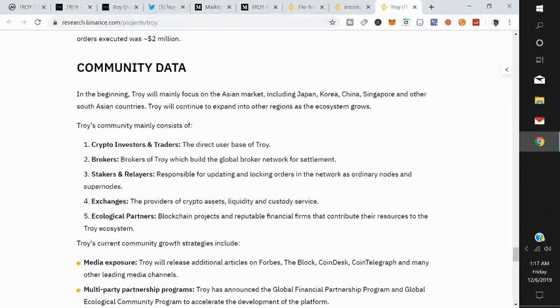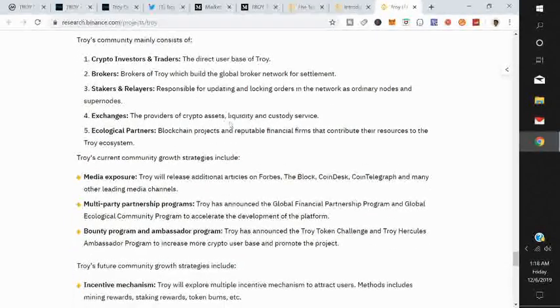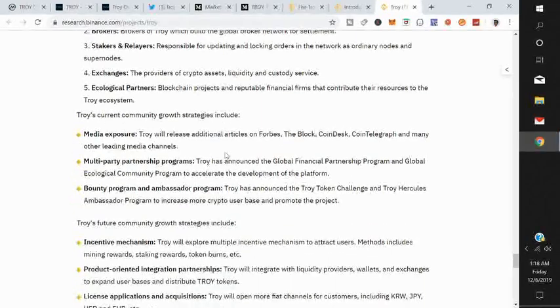So the community data: in the beginning, Troy were mainly focused on the Asian market, including Japan, Korea, China, Singapore, and other South Asian countries. Troy will continue to expand into other regions as the ecosystem grows. Troy's community consists mainly of crypto investors and traders, the direct user base of Troy. Brokers of Troy, which will build a global broker network for settlement. Stakers and relayers, responsible for updating and unlocking orders in the network of ordinary nodes or super nodes. Exchanges, the providers of crypto assets, liquidity, and custody service. Blockchain projects and reputable financial firms that contributed their resources to the Troy ecosystem.